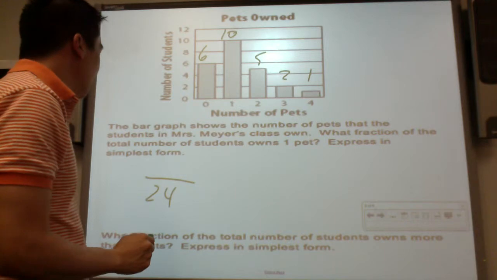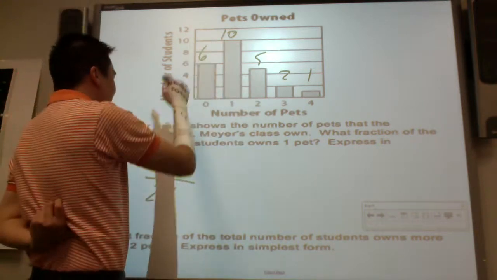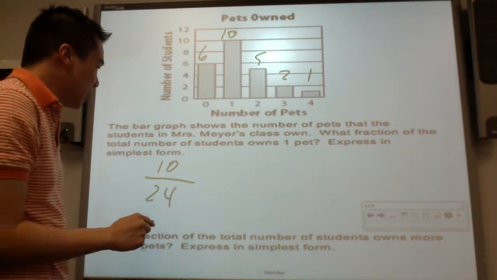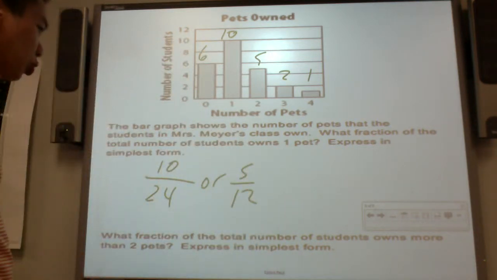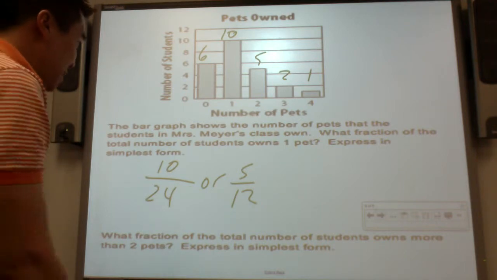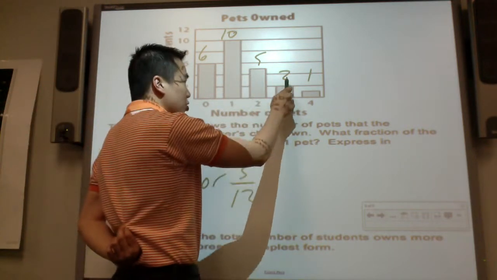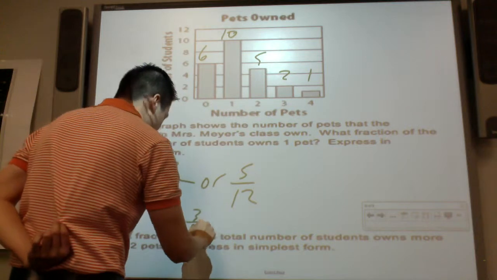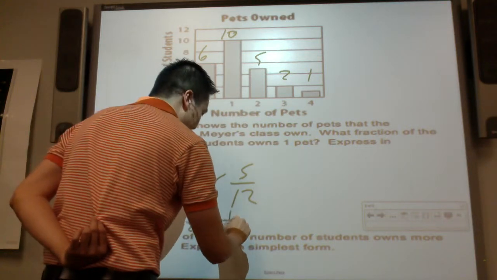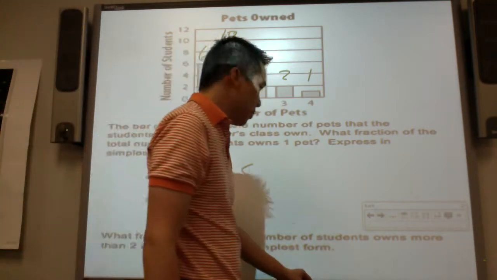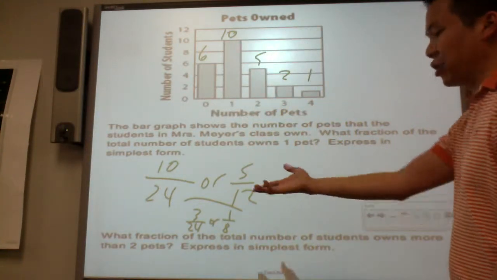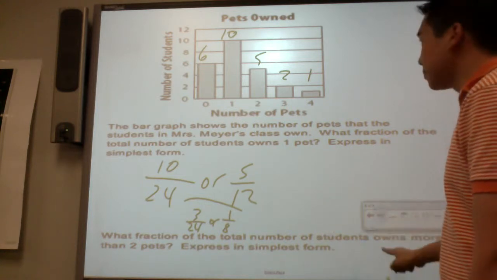So what fraction of the number of students own 1 pet? 10 students own 1 pet. 10/24 simplified is 5/12. What fraction of the total number of students owns more than 2 pets? More than 2 pets. It didn't say 2 pets, more than. So 3 students out of 24, which simplified, divided by 3, is 1/8. So 1/8 of students own more than 3 pets. Actually, own more than 2 pets.